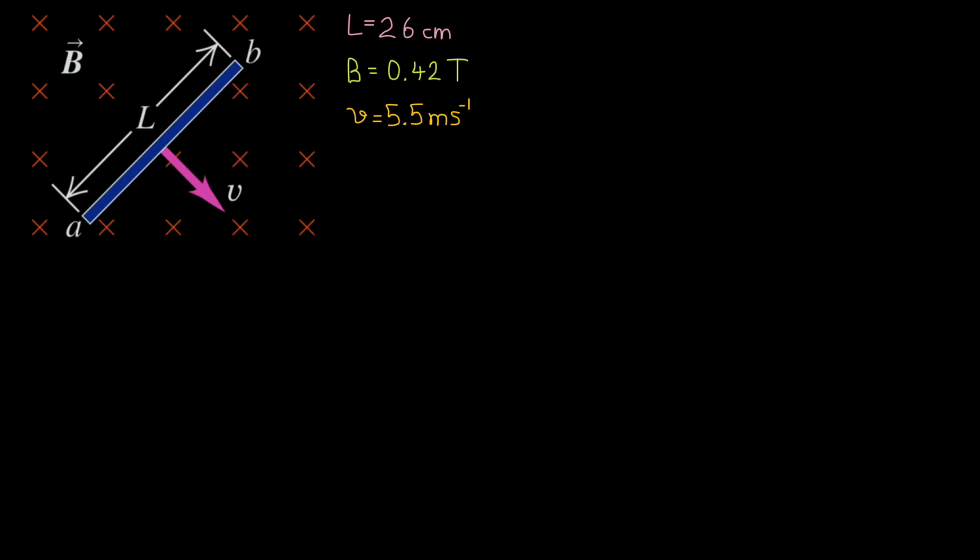A conducting rod of length capital L is moving in a magnetic field region where the magnetic field is uniform and it's perpendicular to the velocity vector of the rod. The speed of the rod is also given. So the rod is moving in the plane of the page, and the magnetic field is perpendicular to the plane of the page, and it's pointing into the page. What is the potential difference between the two ends of the rod?